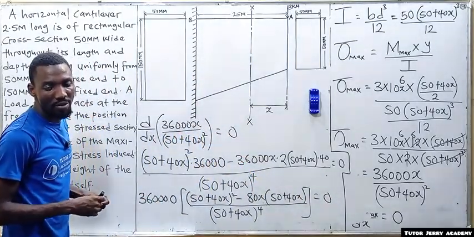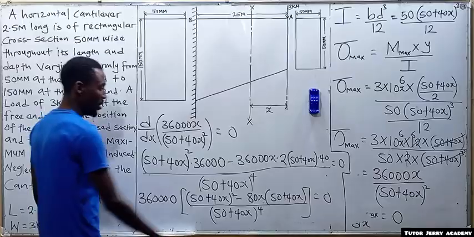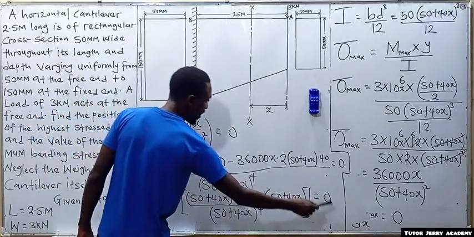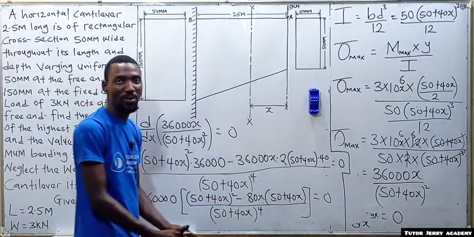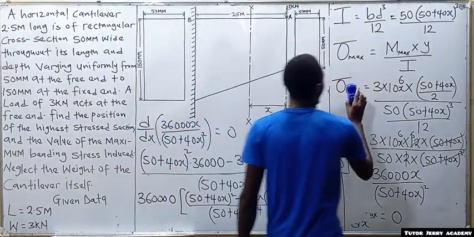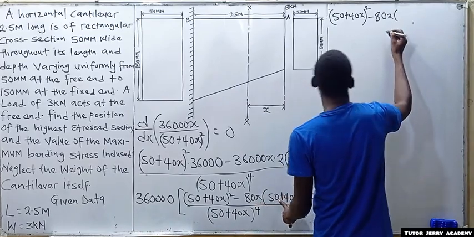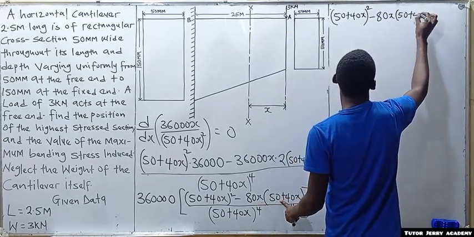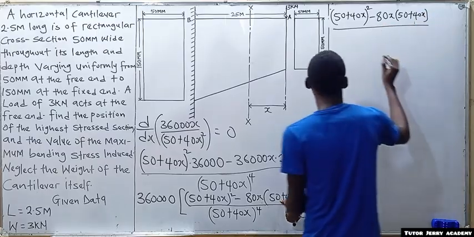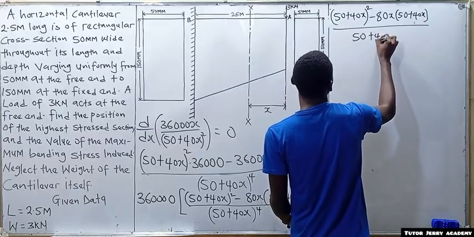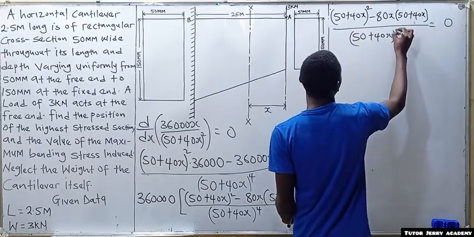If we divide both sides by 36,000, 0 divided by 36,000, the 36,000 will cancel out, then we'll just be left with what is here. I hope you understand. All right, so let's continue. Minus 80s into (50 + 40s), all over (50 + 40s), then everything will be equal to 0, this one to the power of 4.